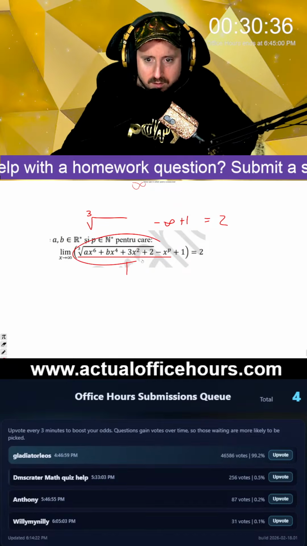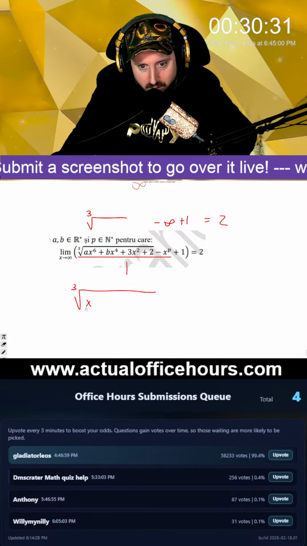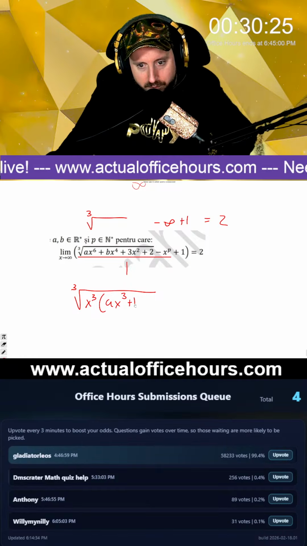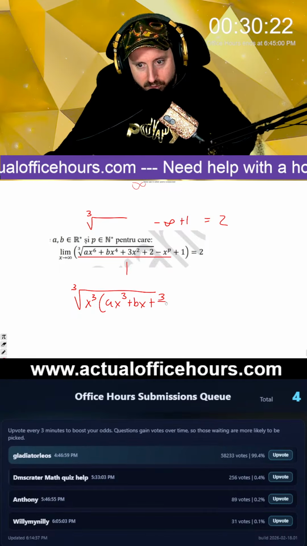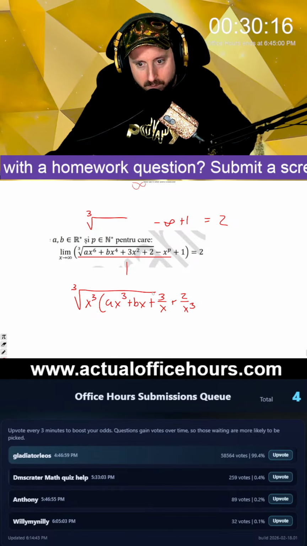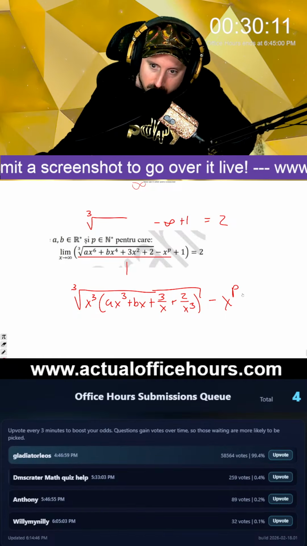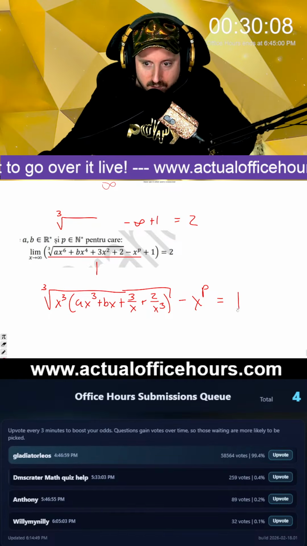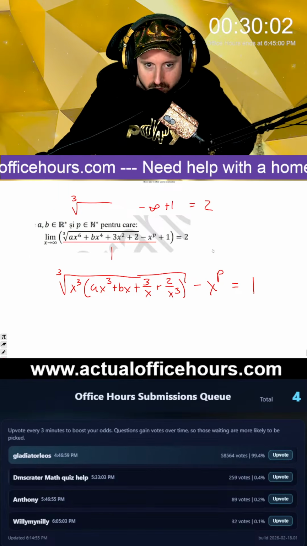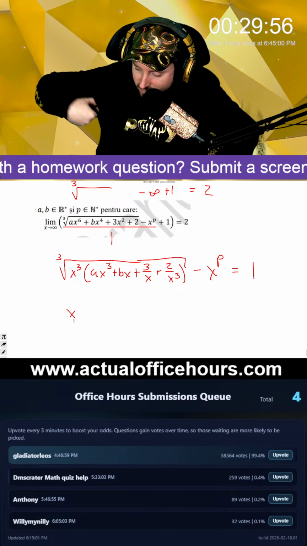Okay, right. I could pull out x to the third, right? So this is the same thing as the cube root of x to the third times (a x to the third plus b x plus 3 over x plus 2 over x cubed), yeah? Minus x to the p. I think we can just say that is equal to 1, right? Can I move the 1 over? I think I can move the 1 over.